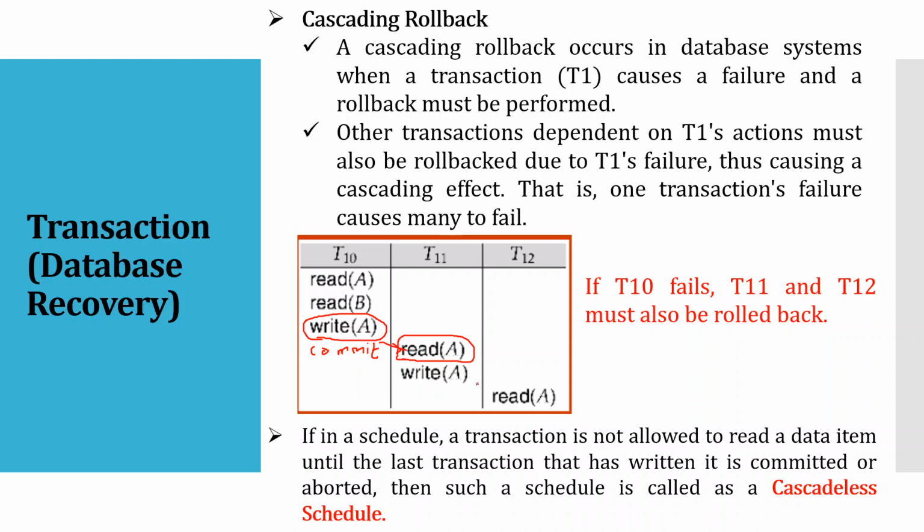The reason why this is being done is because we have to maintain the database consistency. So if there is a commit command or abort command, so either the transaction is committed, that is successfully completed, or the transaction has aborted due to some reason. If these are the messages given by the transaction, then and only then the other transaction must be allowed to read the same data item. That is what this cascadeless schedule states.